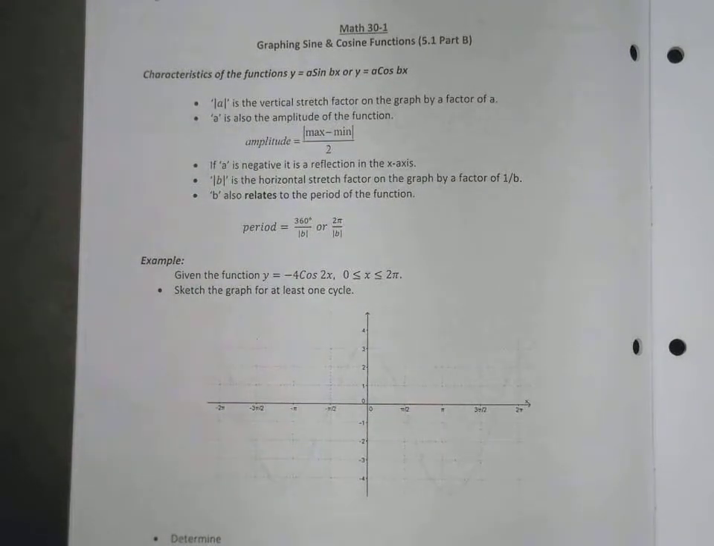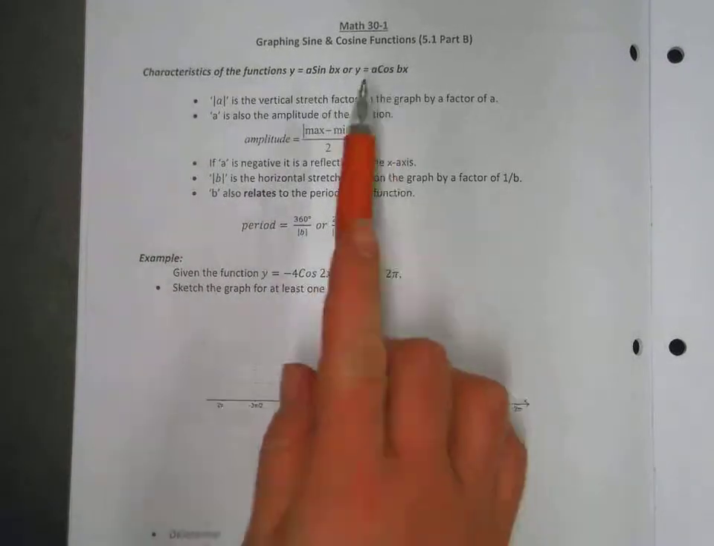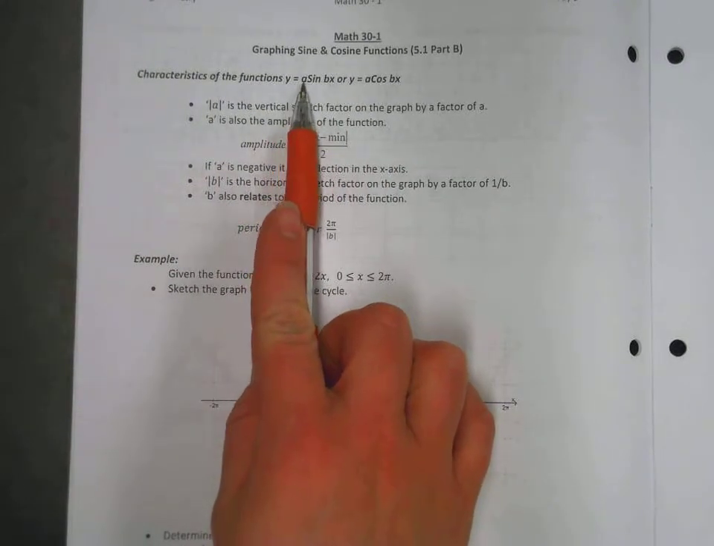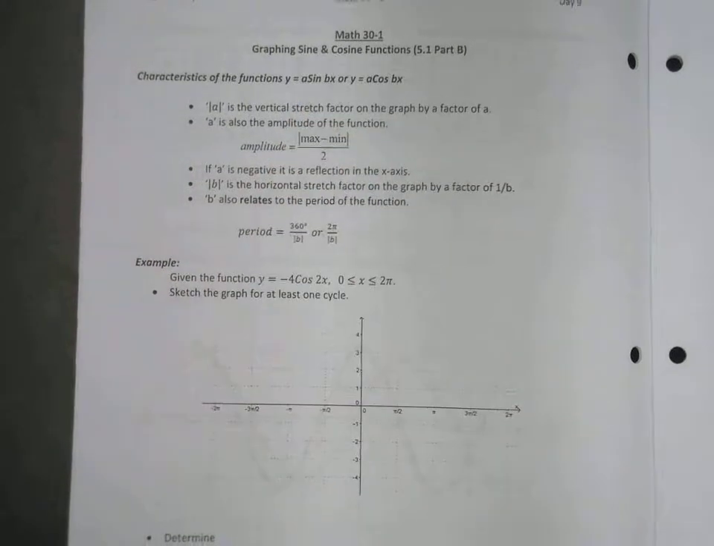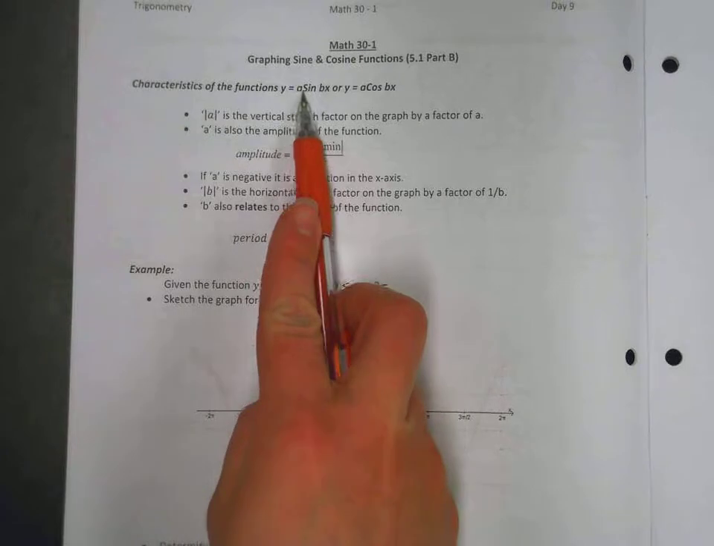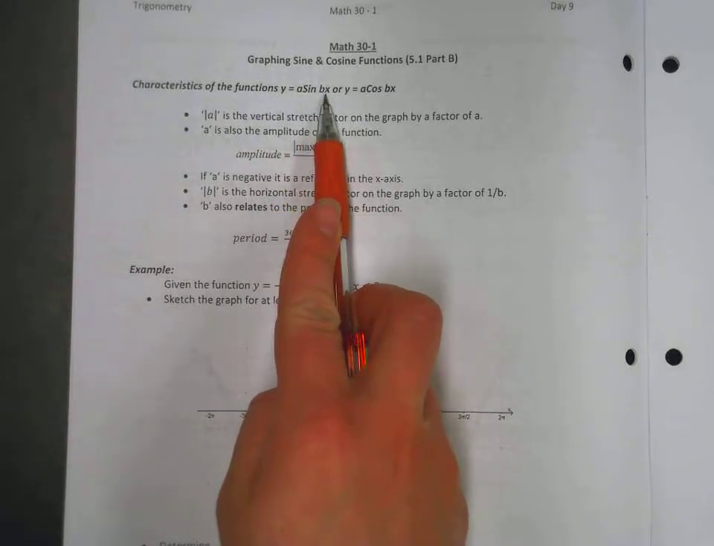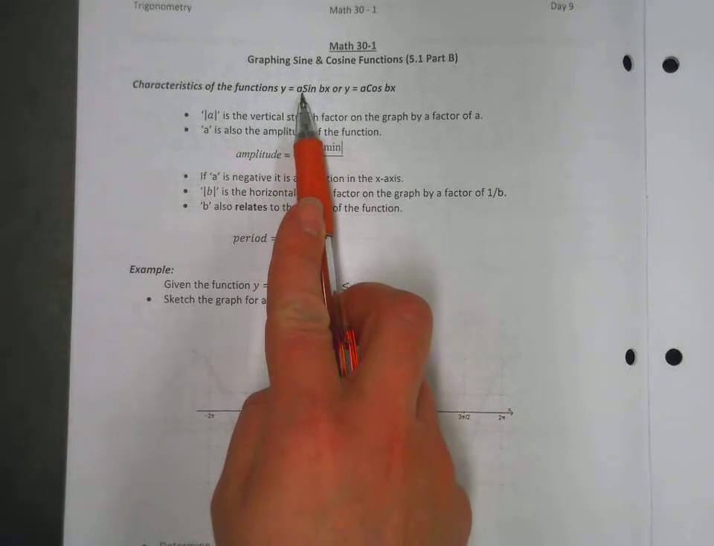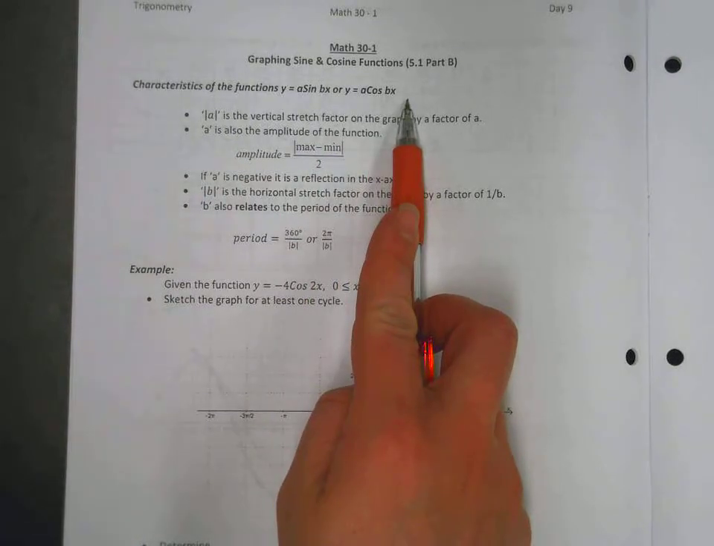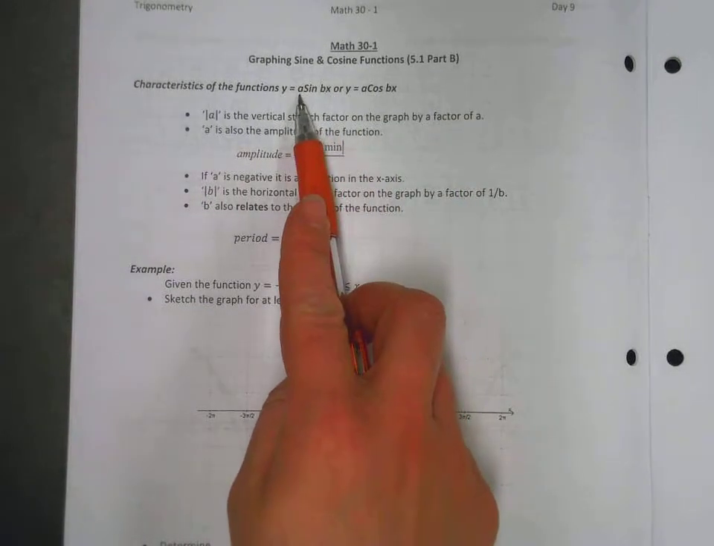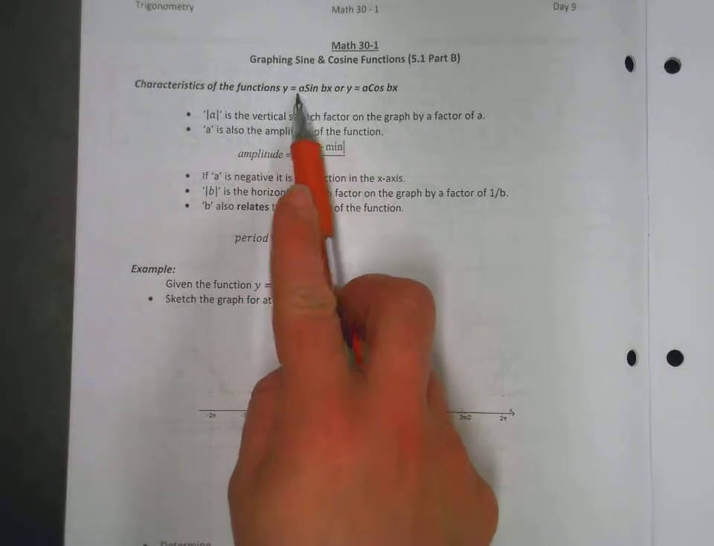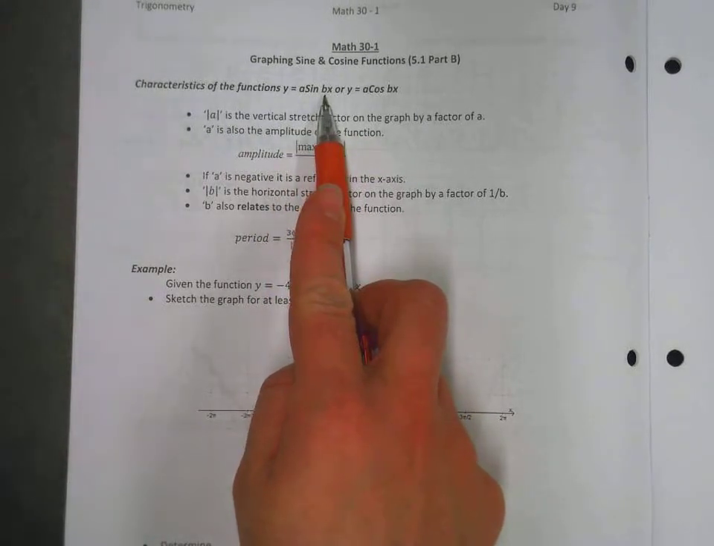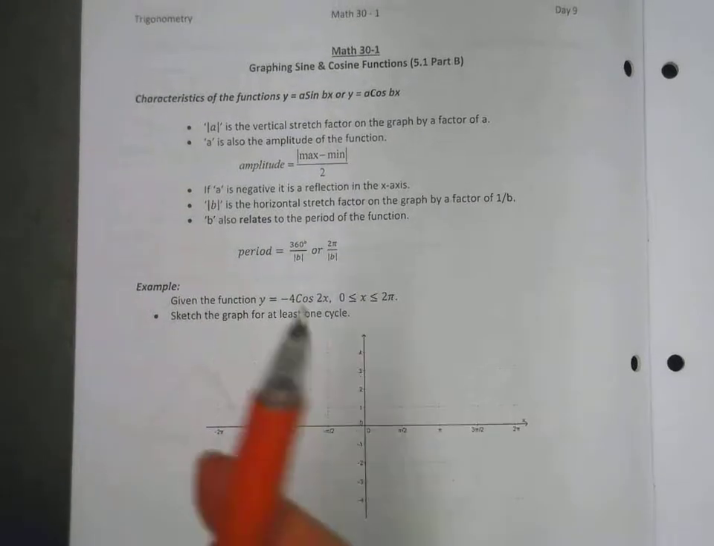5.1 Part B. So we're going to continue to graph our sine and cosine functions, but today we're going to talk about the characteristics of y equals a sine of bx and y equals a cos of bx. So technically a and b, we've seen this before in the past, these represent some transformations, right? Technically a would be our vertical transformation or vertical stretch, and b would be our horizontal stretch, right?